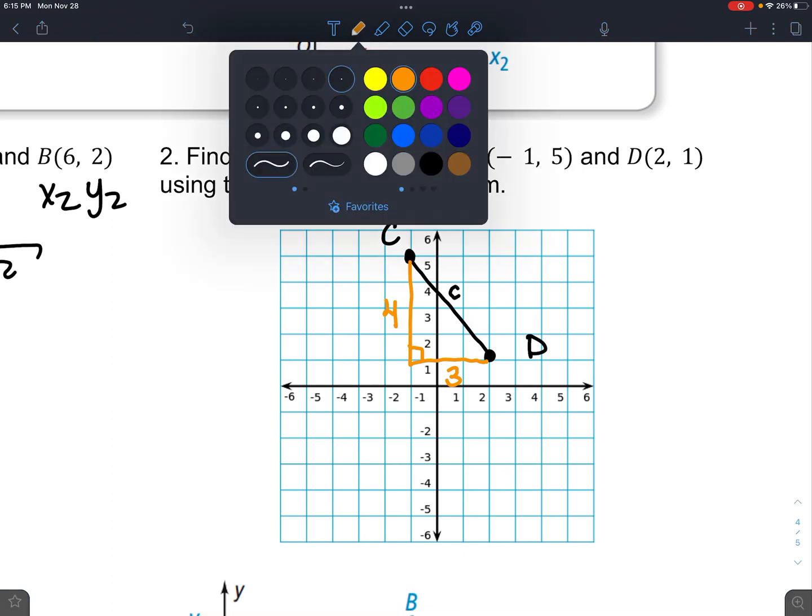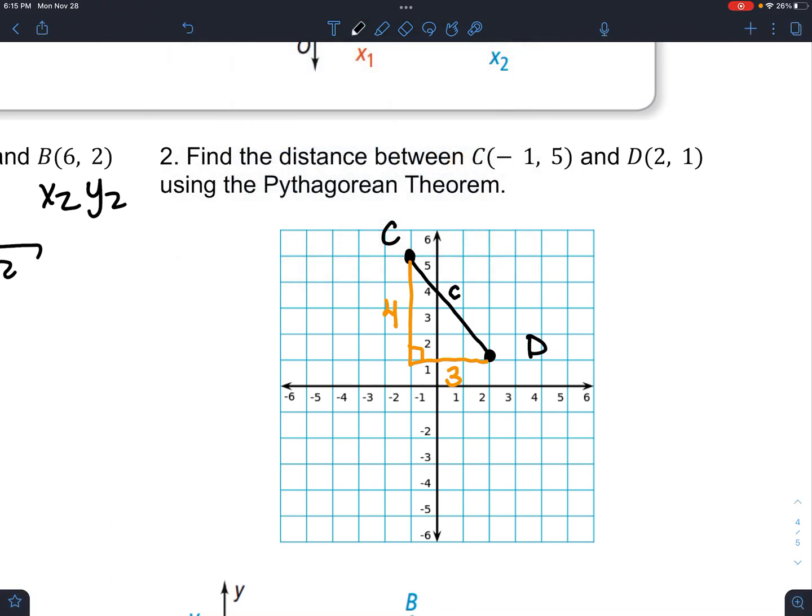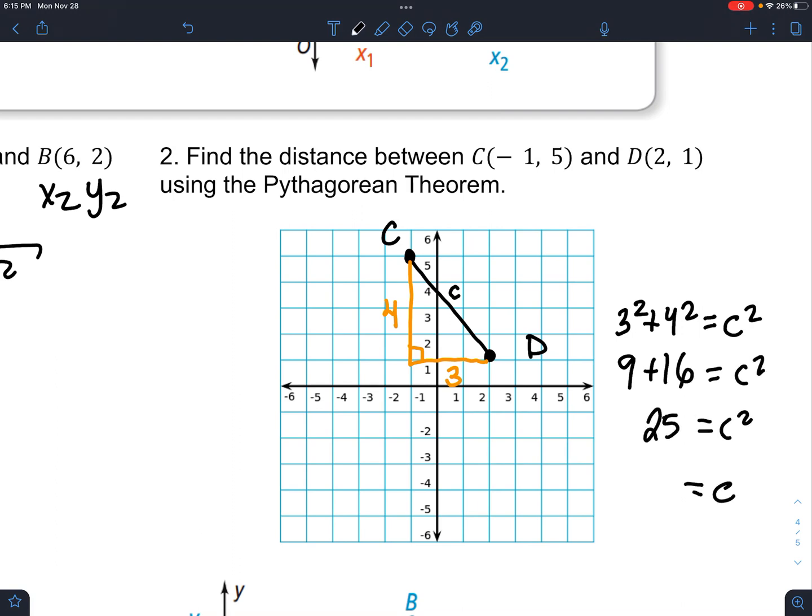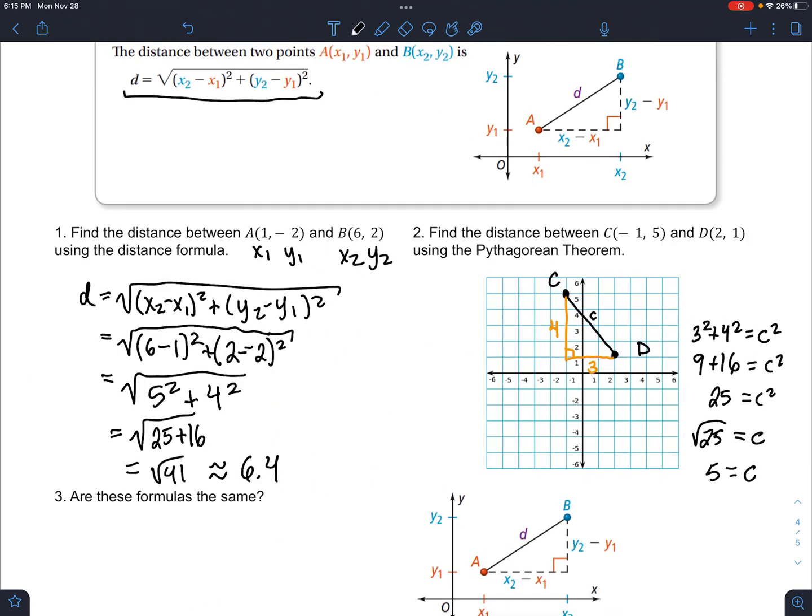Right? So you would just set up like it's a problem from the notes. You would just say, okay, 3 squared plus 4 squared equals c squared. So we get that c is just 5. Okay? So rather than setting up the huge square root, right? If we can have a picture, Pythagorean theorem may be the way to go, because we just count boxes and then just set up a squared plus b squared equals c squared.